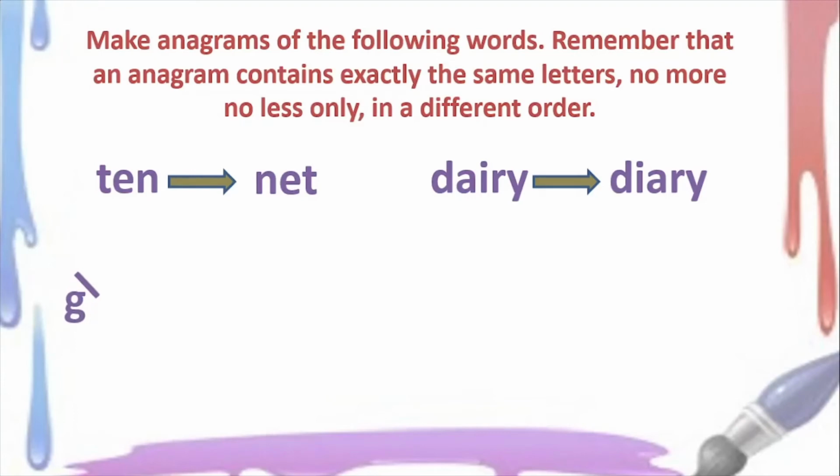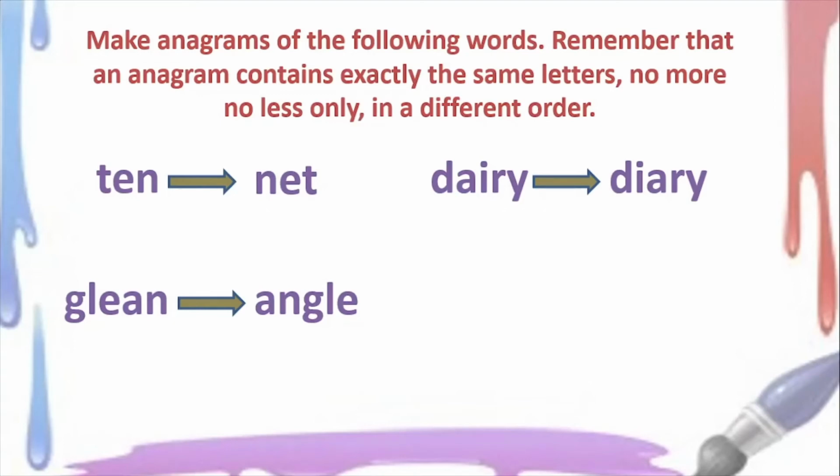So the next one would be G-R-A-P-E, L-E-A-N. Glean. Now this is a word, glean. Let us look at what the anagram for glean could be. So let us come on, guess what the anagram for glean could be. So it is A-N-G-L-E, angle.